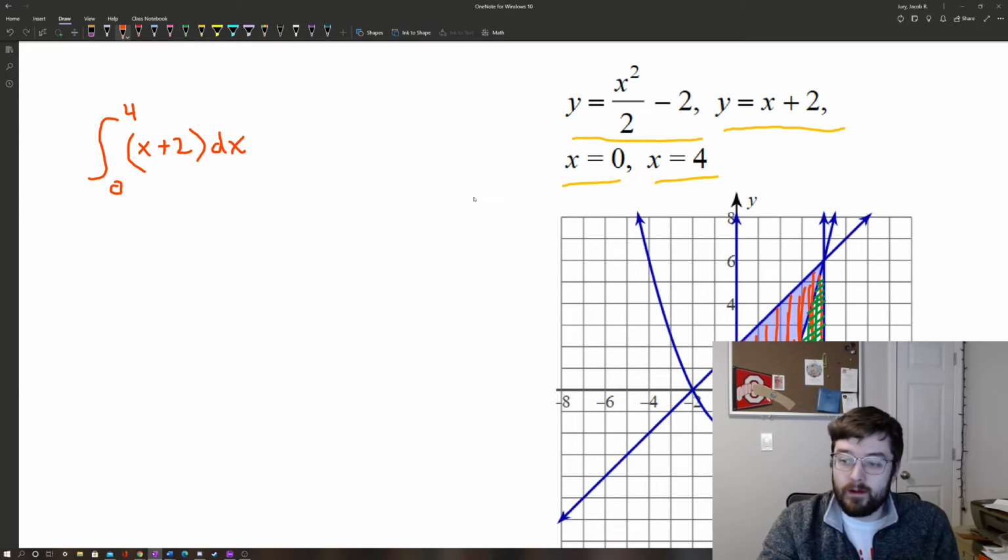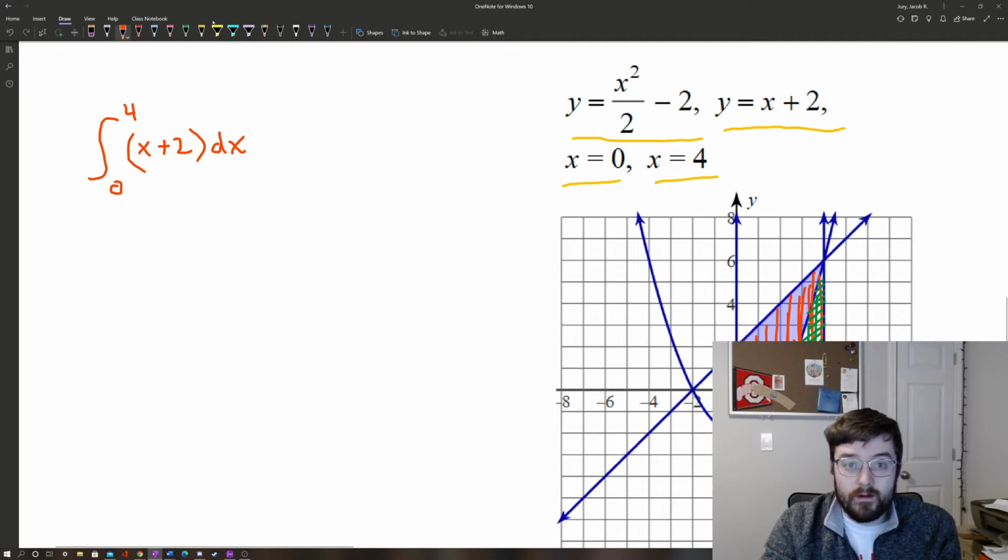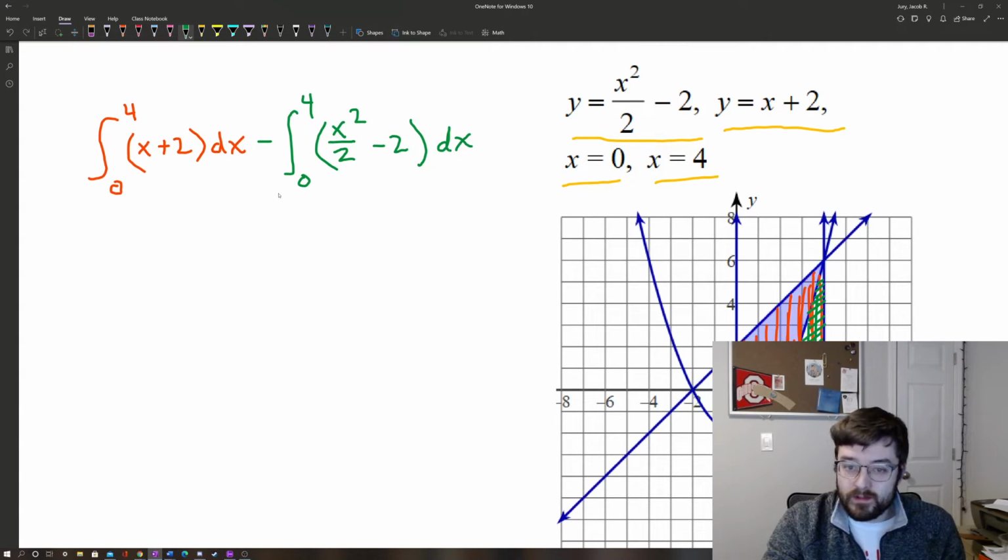And then I want to get rid of my green area. But notice what's going to happen when I get rid of my green area over the same interval. My green area is defined by x squared divided by 2 minus 2. When I subtract away the positive green area, let me get rid of this orange so we can see it better. Here's my positive green area.